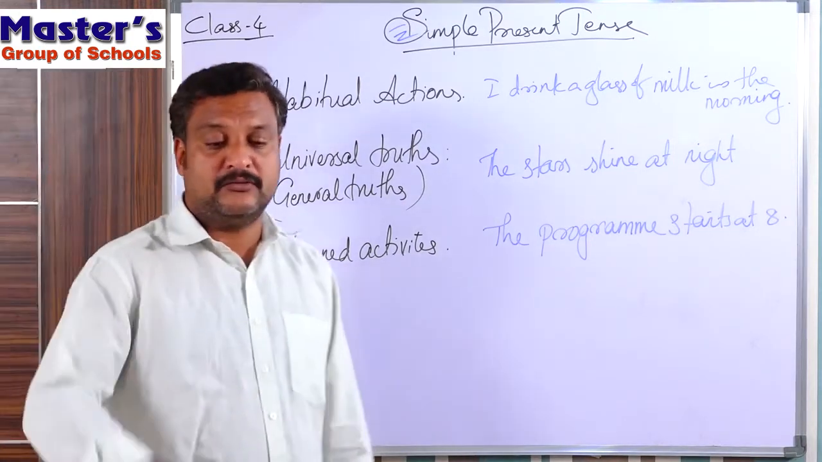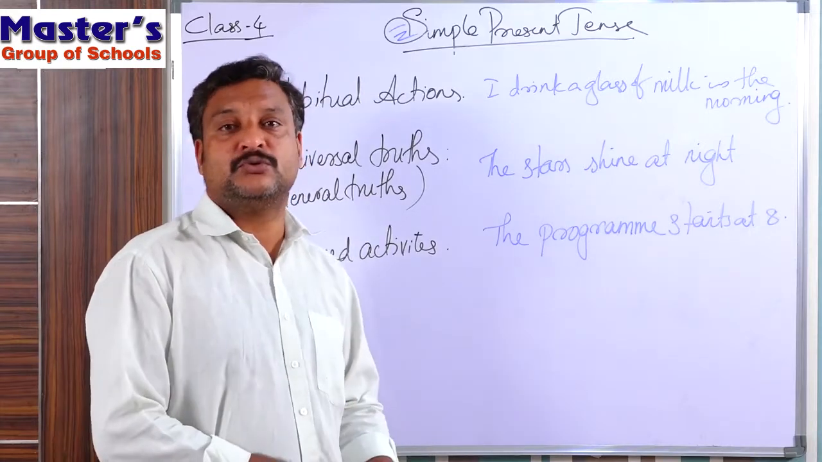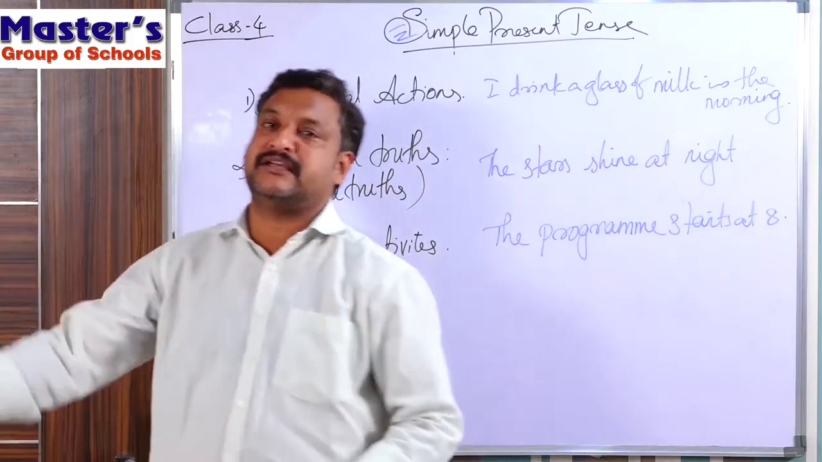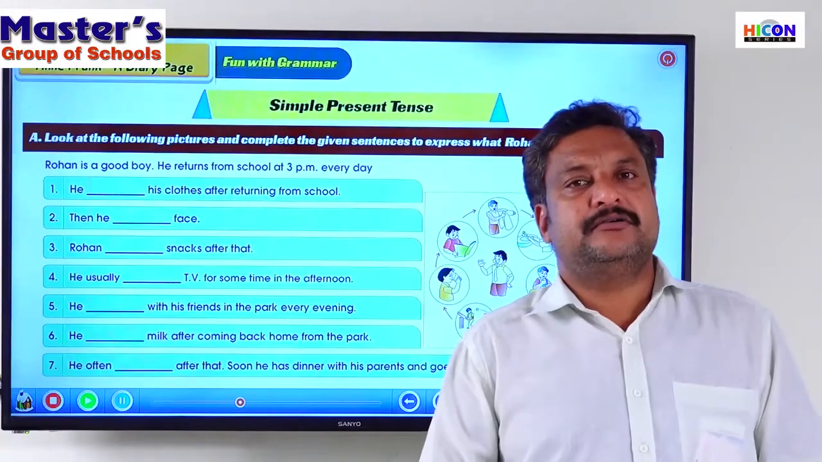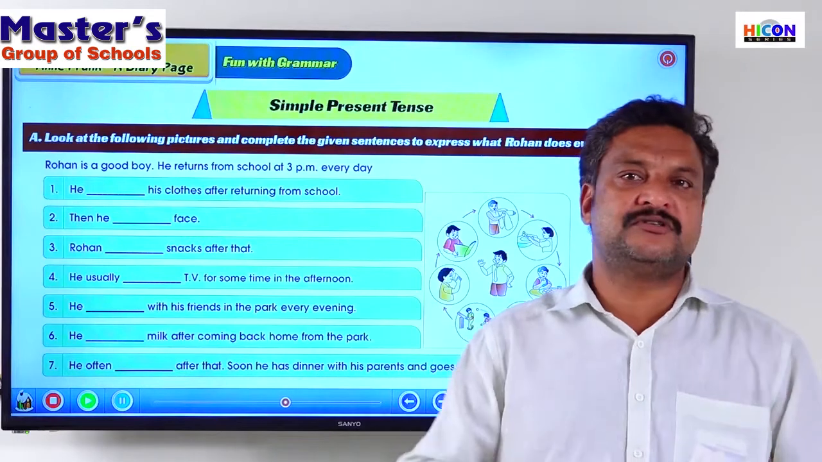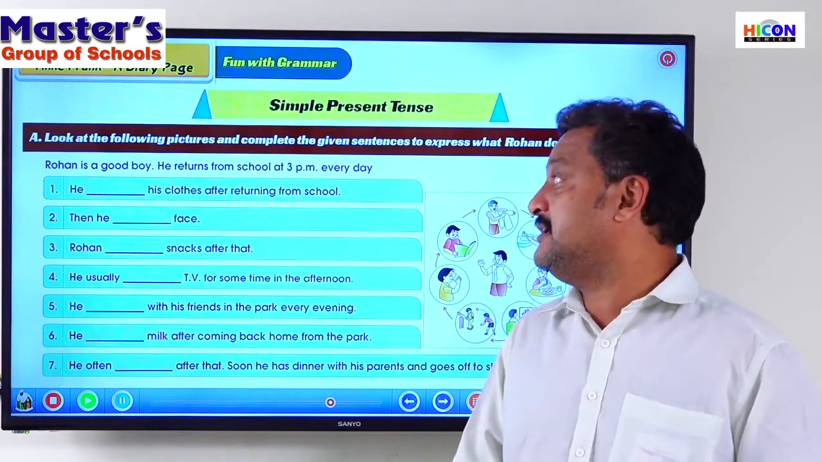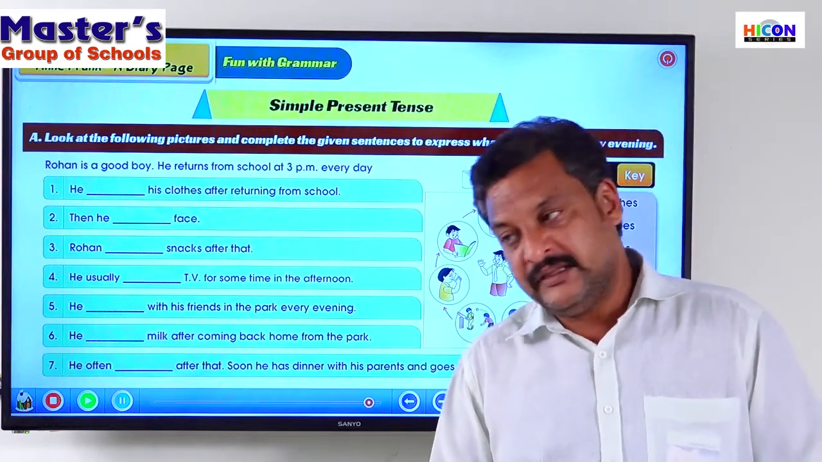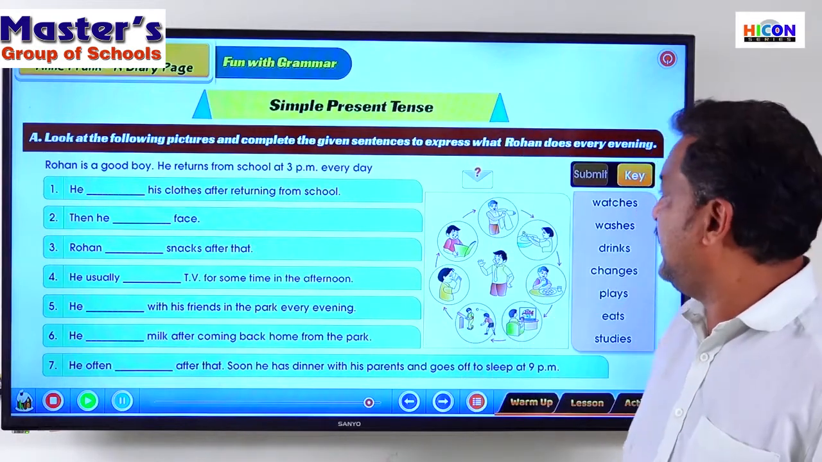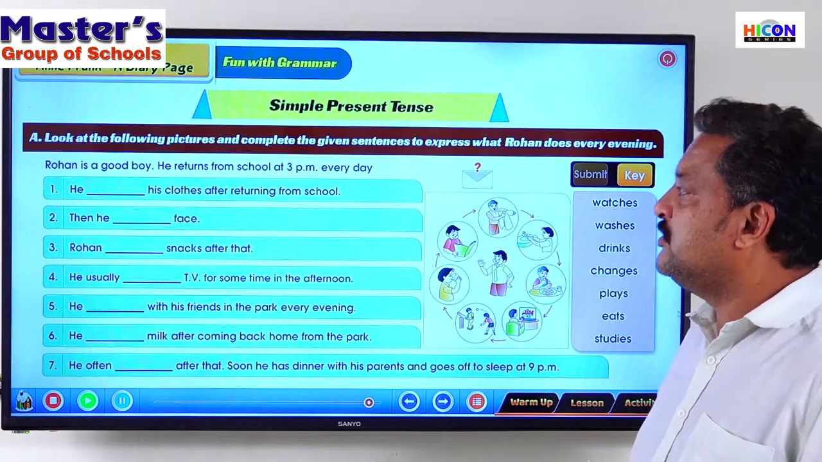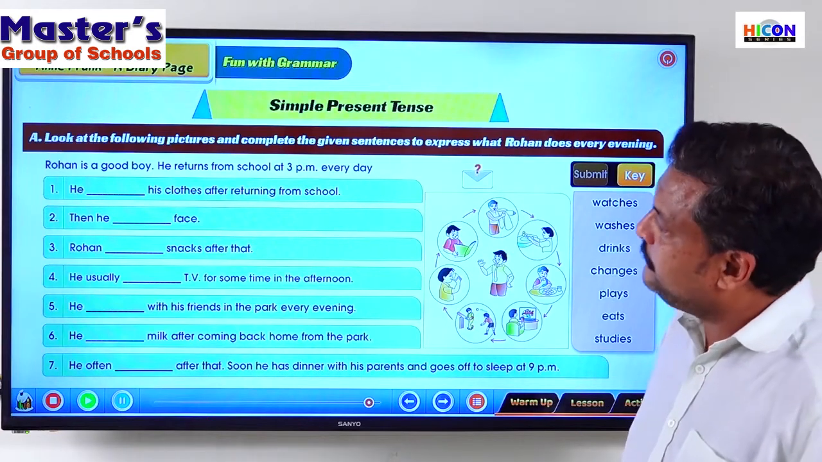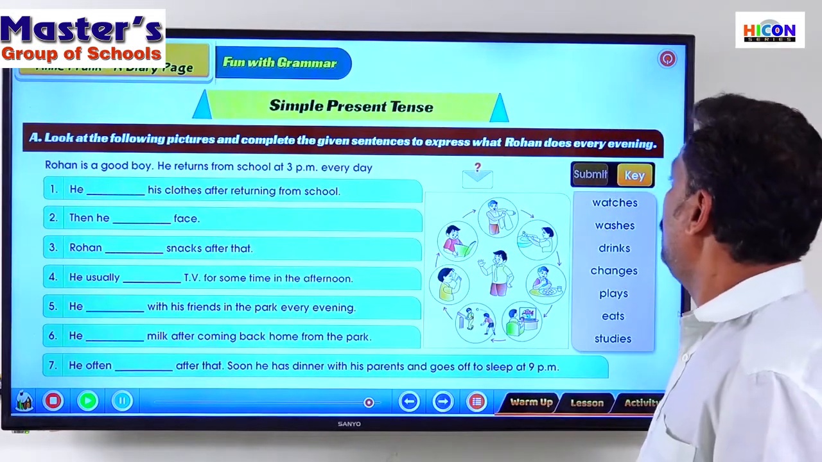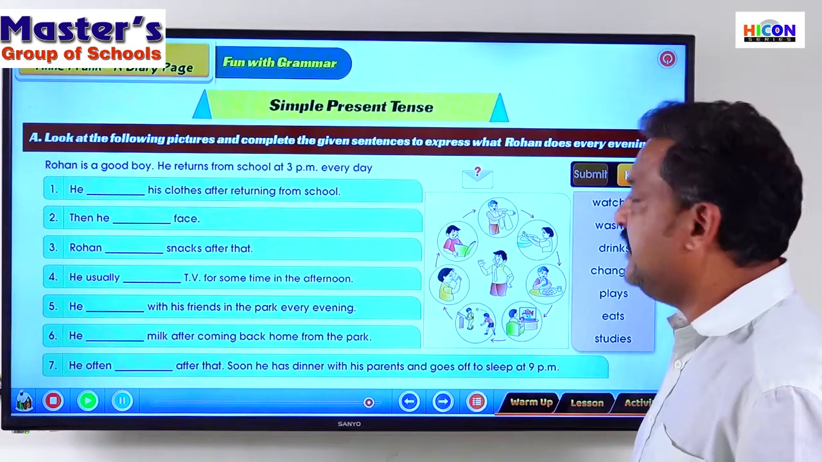Clear? Fine. Now we have got some activities that we need to do based on a simple present tense. We will do that and then we will go on to the next part. Okay? So we have already seen the structure of simple present tense and why and where do we use them, isn't it? Yes. So now we have got an activity part based on the usage of a simple present tense.